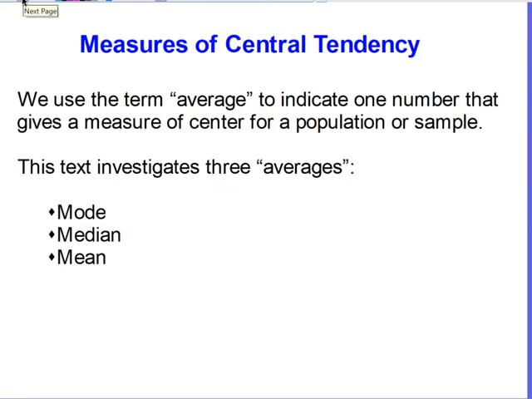Measures of central tendency use the term average to indicate one of the measures of the center of the population. But there are times where these averages are actually better if it's the mode, better if it's the median, better if it's the mean. We'll talk about the pros and cons of each of those.